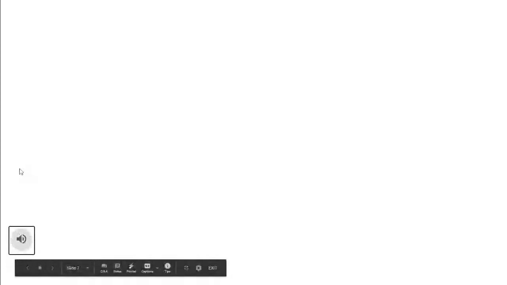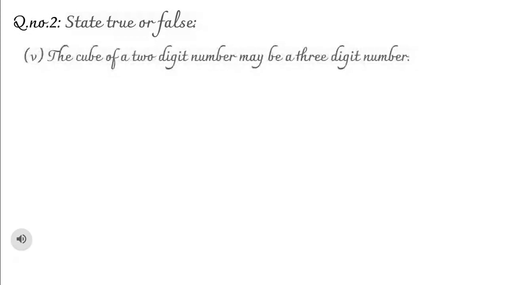Continuation of question number 2. Fifth statement. What is the statement? The cube of a 2-digit number may be a 3-digit number. Is it right? For example, what is the smallest 2-digit number? That is 10, isn't it? What is the cube of 10? That is equal to 1000. How many digits are there? 4 digits. So obviously we can say that it is false, isn't it?